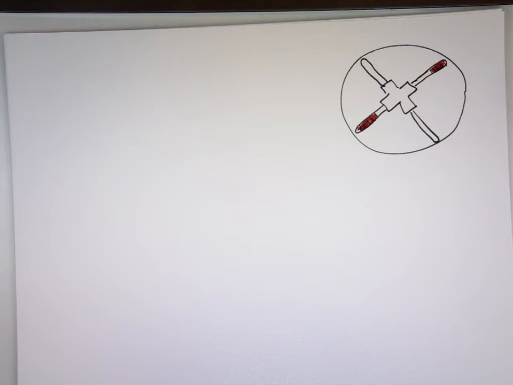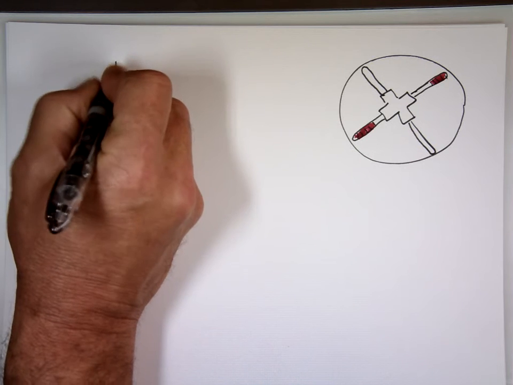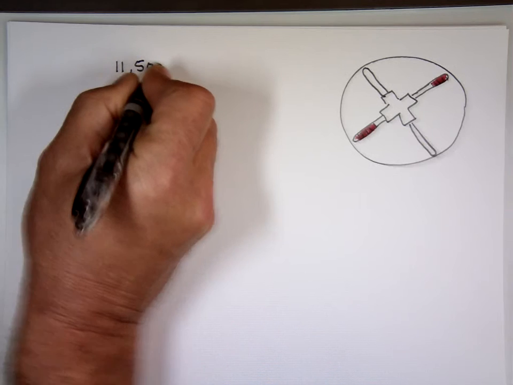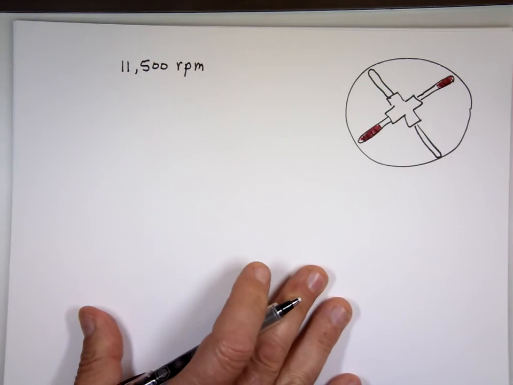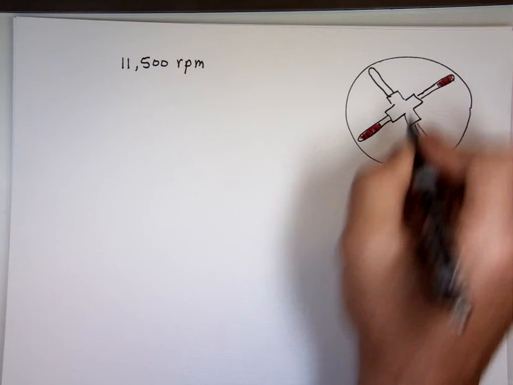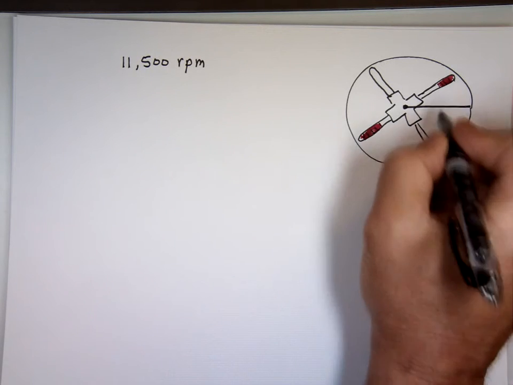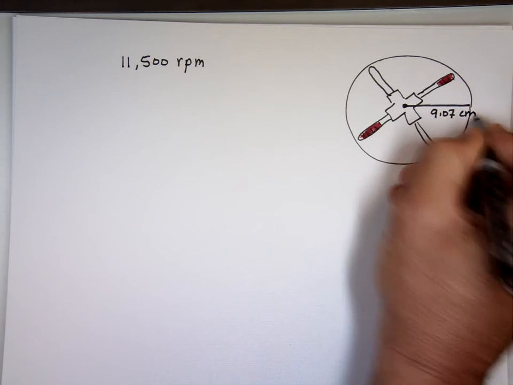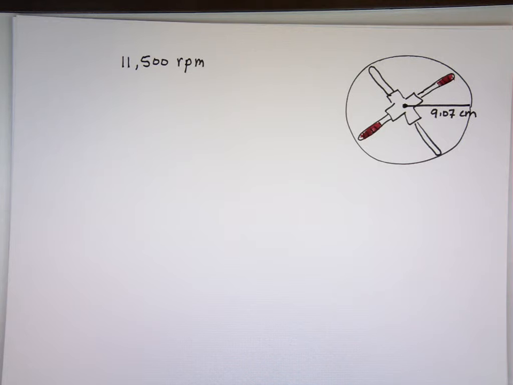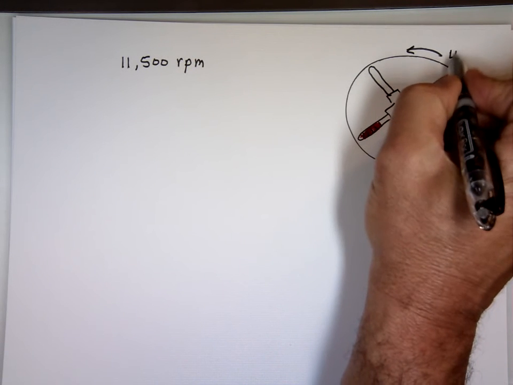The tubes, let's say, are rotated. Ready for this? It doesn't say initial or final. Rotated at 11,500 RPM. And the distance from the center of this device, the radius, to the outside is 9.07 centimeters. And we're going to spin them counterclockwise this way. As I said, the speed is 11,500 RPM.